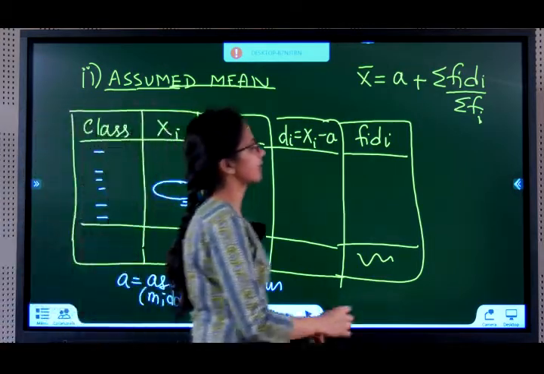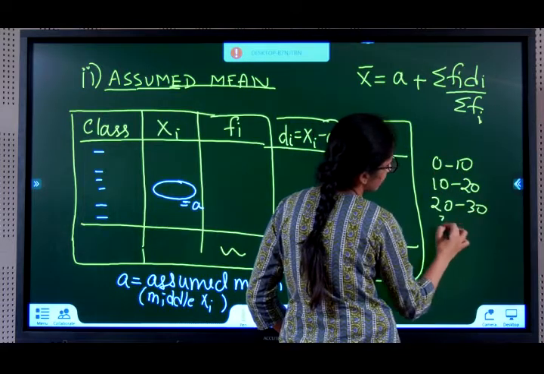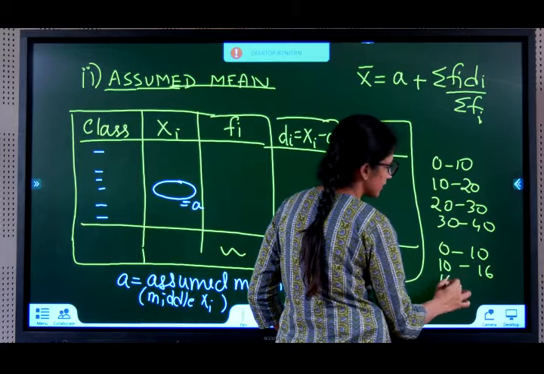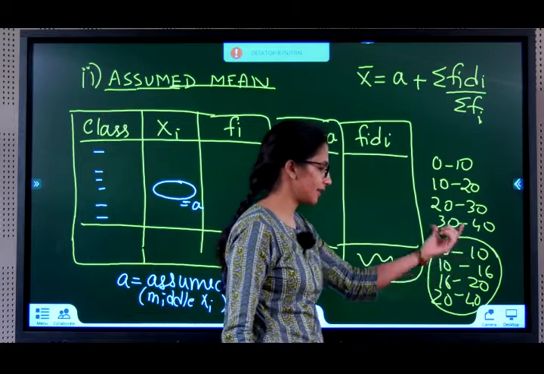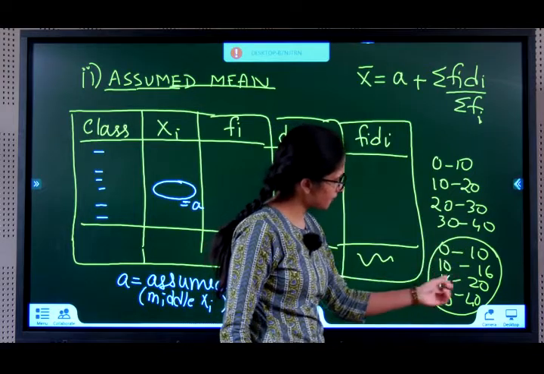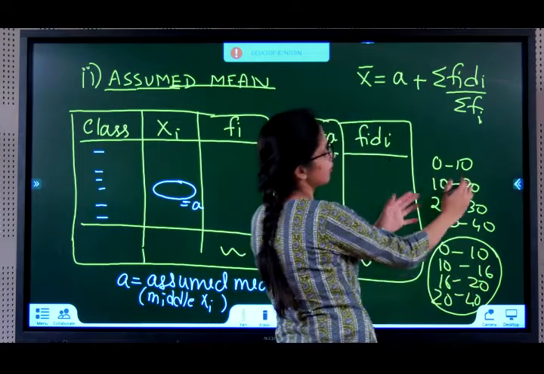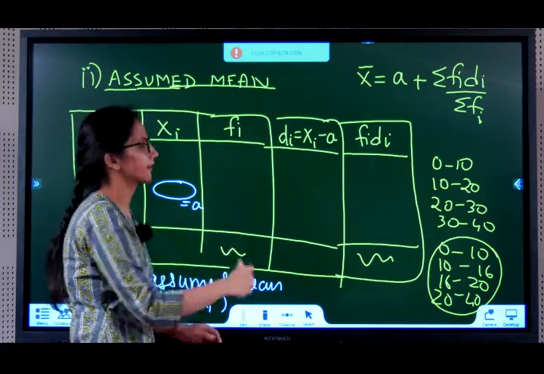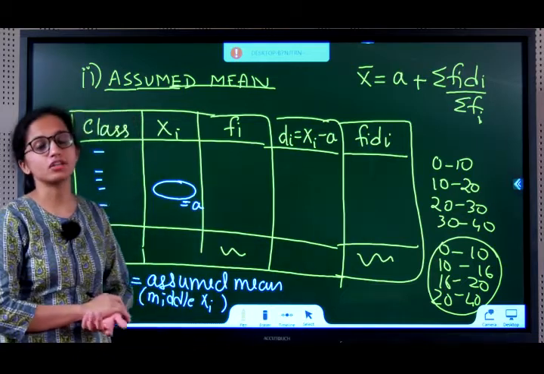What are these regular classes, irregular classes? If I say 0 to 10, 10 to 20, 20 to 30, 30 to 40, regular. If I simply say 0 to 10, 10 to 16, 16 to 20, 20 to 40, irregular. Can you see the class sizes are irregular? They are changing at different rates. The difference between them is different. So the class sizes are different. They are irregular classes. These are regular classes. So for regular classes, di is usually standard, same, constant, increasing with the same factor. So when di is constant, we can go in for the next technique called the standard deviation method.